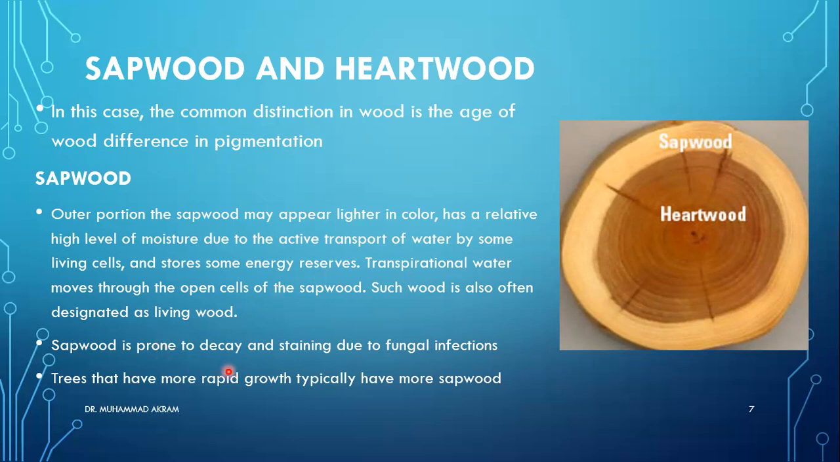Sapwood is prone to decay and staining due to fungal infections because it does not have specific chemicals, metabolites, or lignin. Trees that have more rapid growth typically have more sapwood.